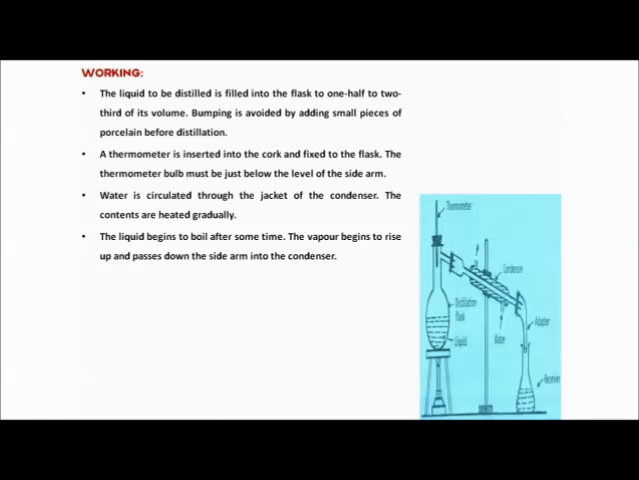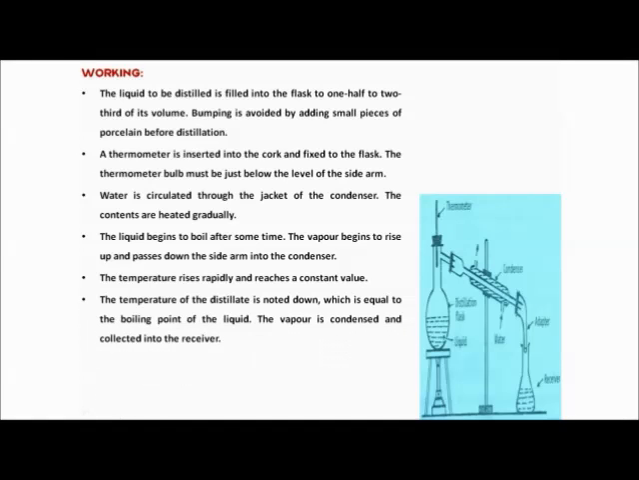The vapor rises up and passes down the side arm, right, into the condenser. What will happen now? The temperature rises rapidly and reaches a constant value. You need to just observe the temperature, right? So the temperature of the distillate is noted down. You can note down the temperature at which the distillation process is taking place, the temperature of the vapor. The temperature of the vapor can be easily measured with the help of the thermometer.